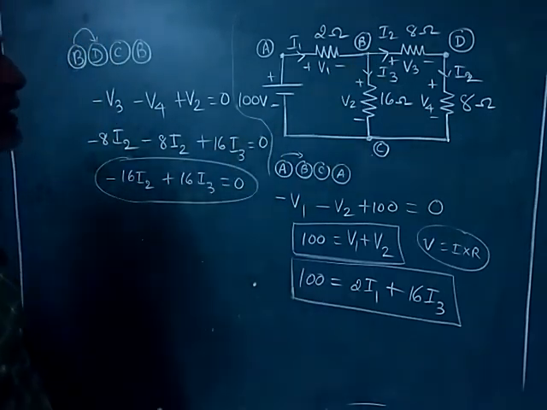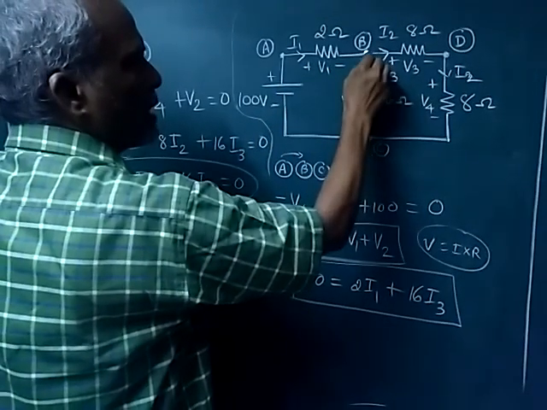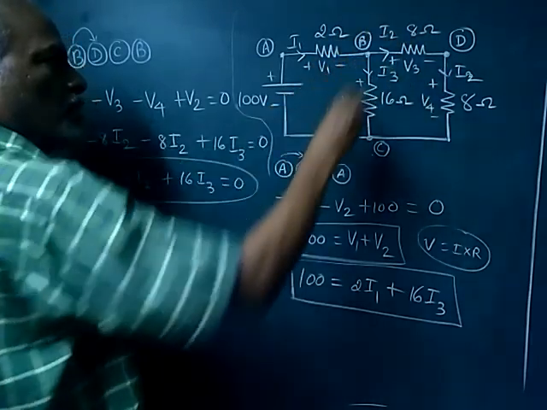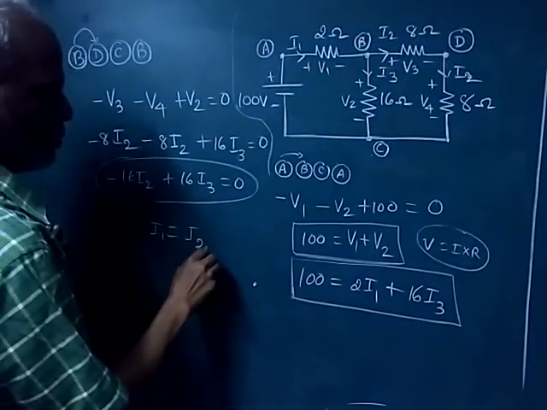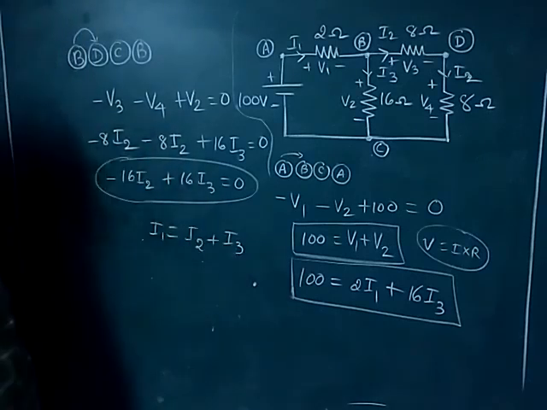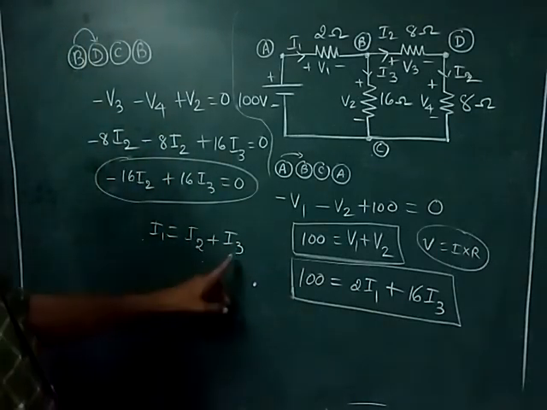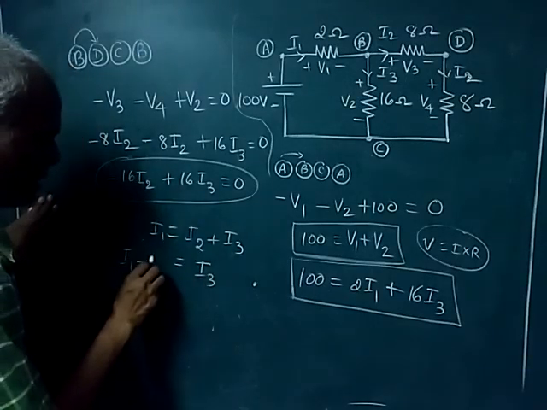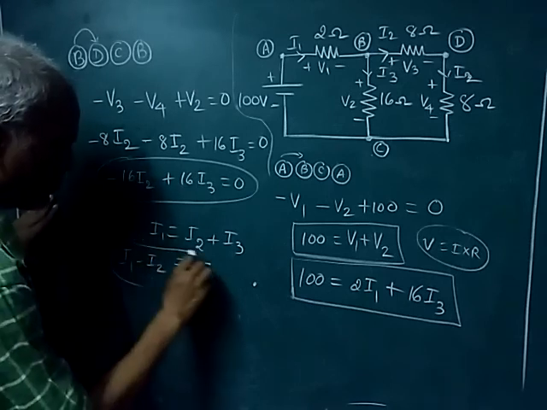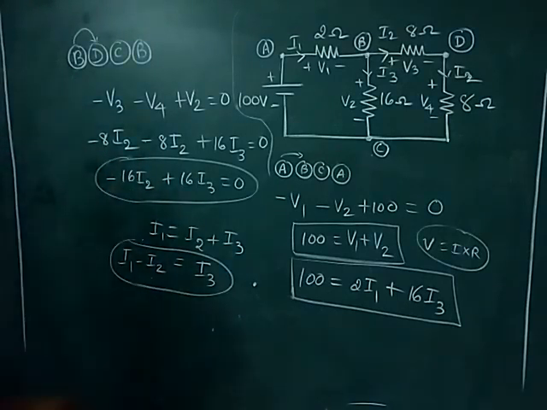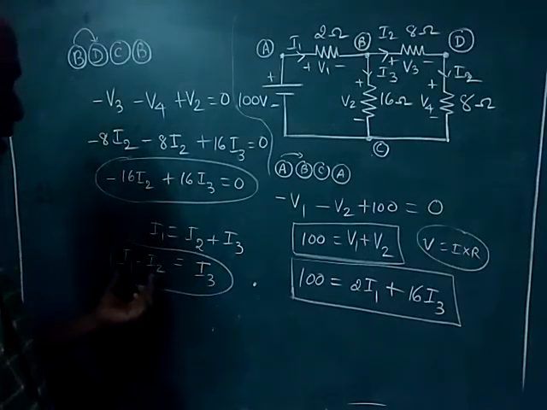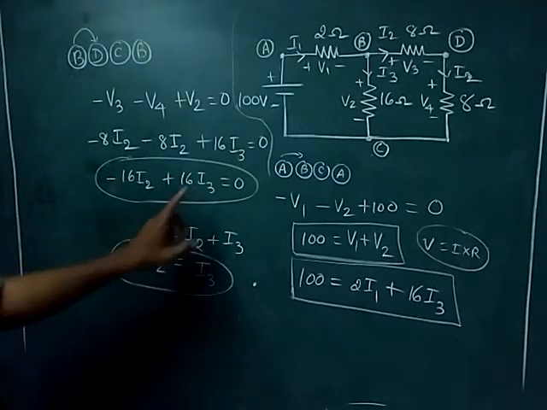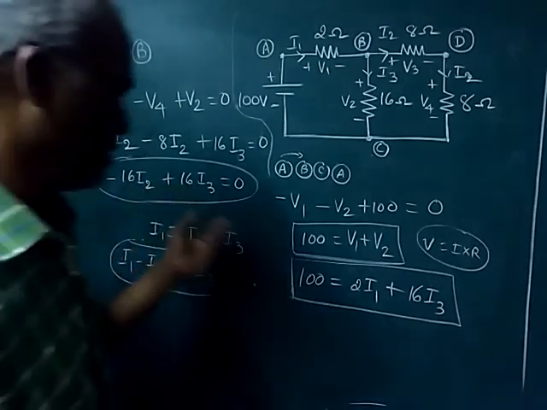Kirchhoff's current law says that at this point, current I1 is entering. So I1 is equal to the current leaving this node, I2 plus I3. Therefore I3 is equal to I1 minus I2. Now I3 can be replaced by I1 minus I2. I will substitute the I3 value by I1 minus I2 in this equation.